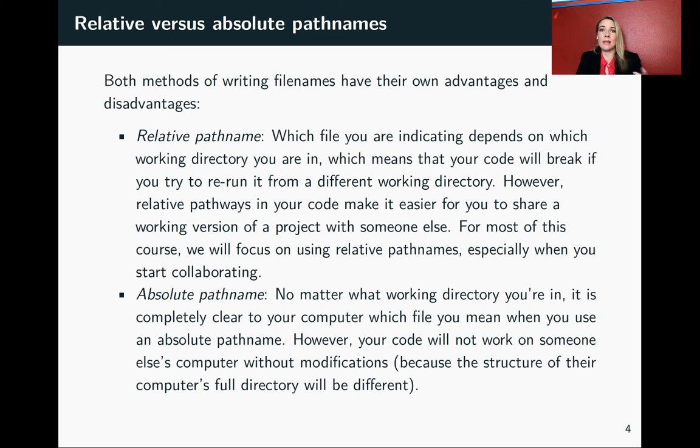For absolute path names, that's a little bit more robust on your own system because it doesn't matter where you're running it from. It gives an unambiguous path, regardless of your working directory. However, nobody else that you work with will have the same file directory structure that you have on your computer. So that piece of code, if you have an absolute path name in it, it'll break as soon as somebody else tries to run it on their computer, and they'll have to revise that piece of the code to match the structure of their own computer.